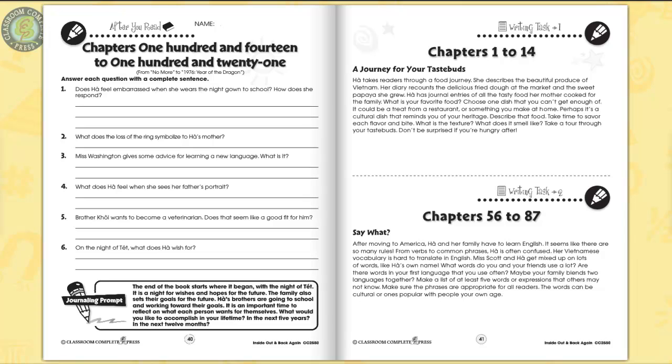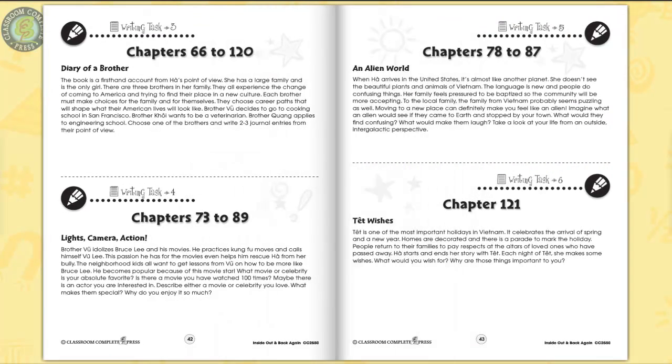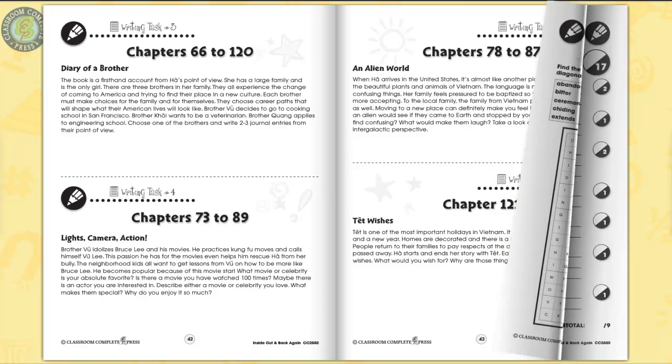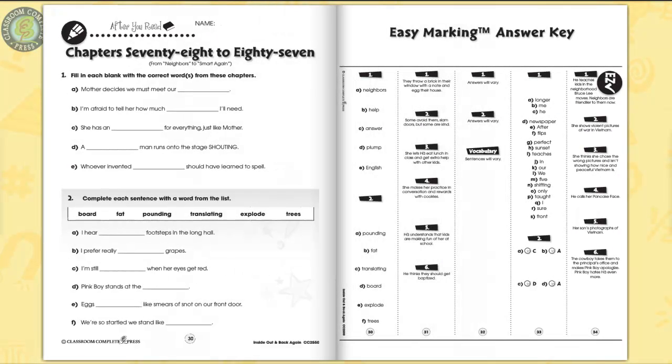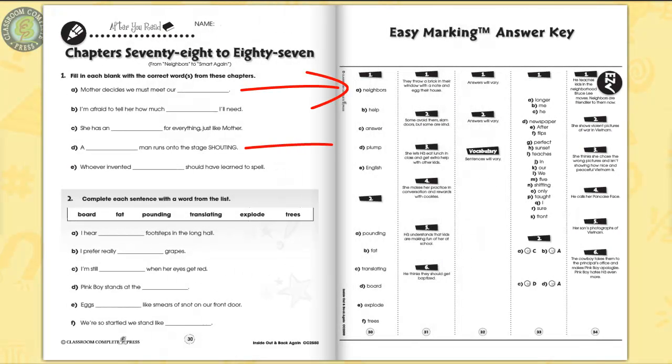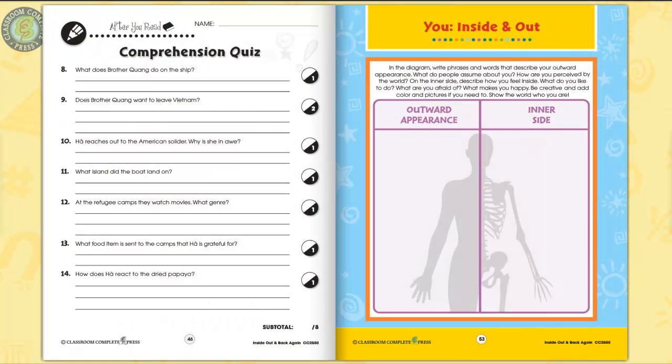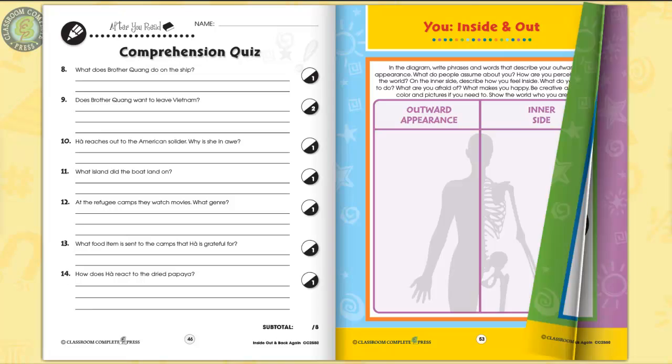Supplement an existing unit with in-depth writing tasks, such as putting yourself in Ha's shoes and imagining what you would wish for during Tet. A word search puzzle and comprehension quiz ends the unit. The easy marking answer key works by lining up perfectly with the matching question pages. 3 color posters, which are graphic organizers, complete the resource.